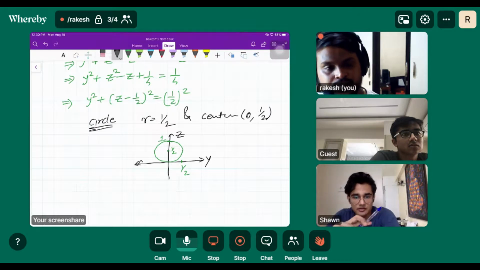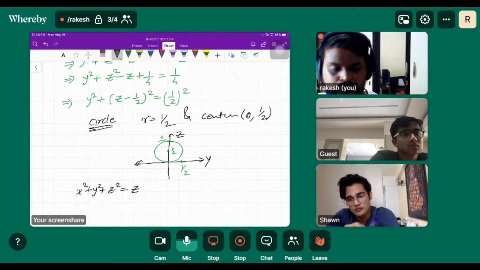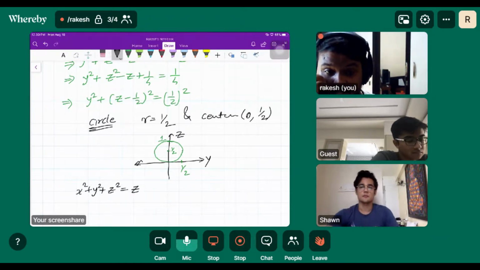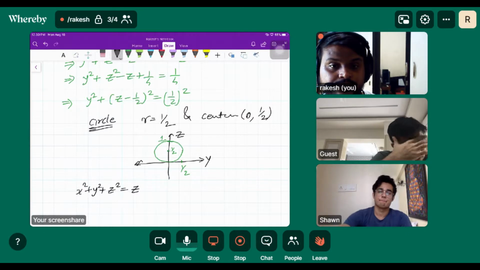What is the equation? This is the equation, no? x square plus y square plus z square is equal to z, right? This was the equation, isn't it?